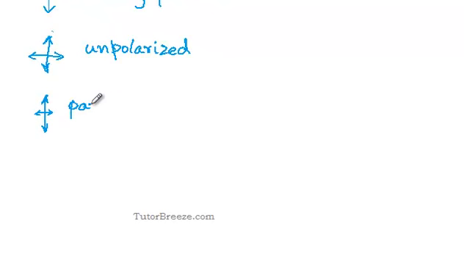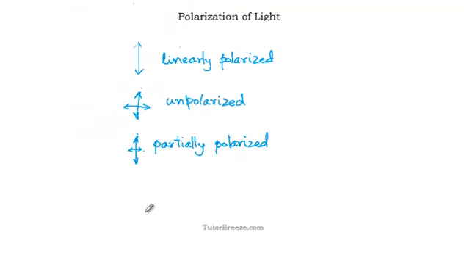This is partially polarized. Now partially polarized means that neither is the vibration of the electric field completely random, but it is a little more in one direction than in the other direction. So we've drawn one of the arrows shorter than the other.